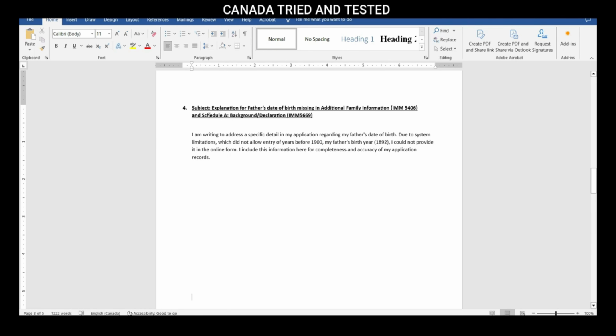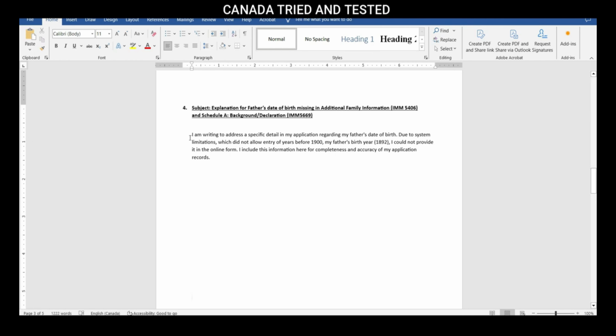Here in the explanation, you can see this is the fourth instance where I have used a letter of explanation, and it has the subject: explanation for father's date of birth missing in additional family information, with the form number and the Schedule A background declaration form number. In the application section, the date of birth range starts from 1900 onwards. So if the date of birth is equal to or greater than 01011900, it accepts the date of birth. But in the section on additional family information, they ask about parents, and in some cases parents were born before 1900, which was the case here.